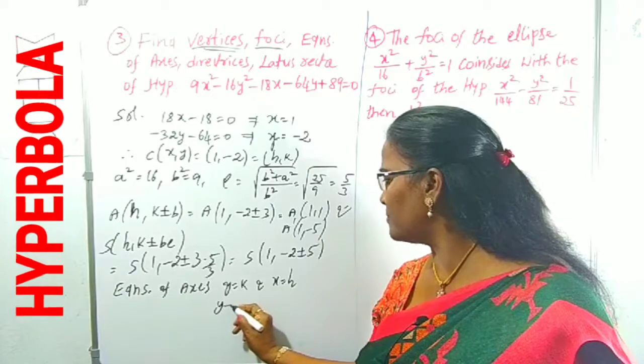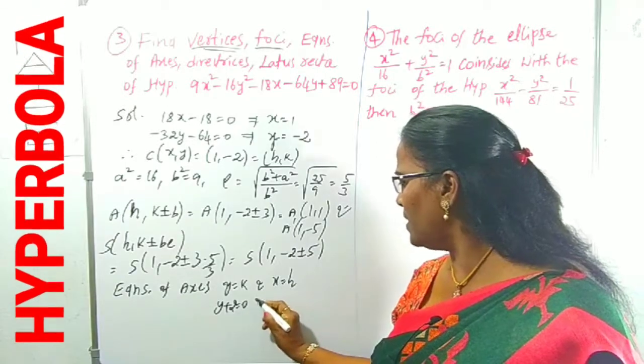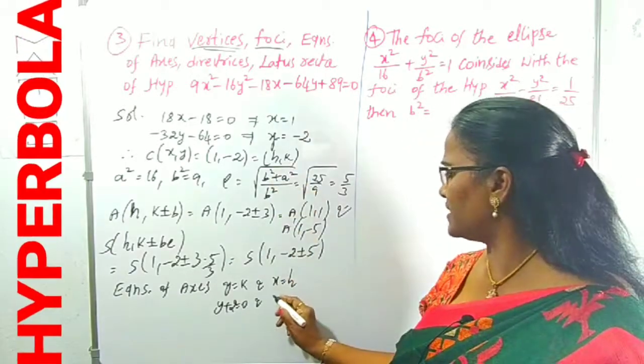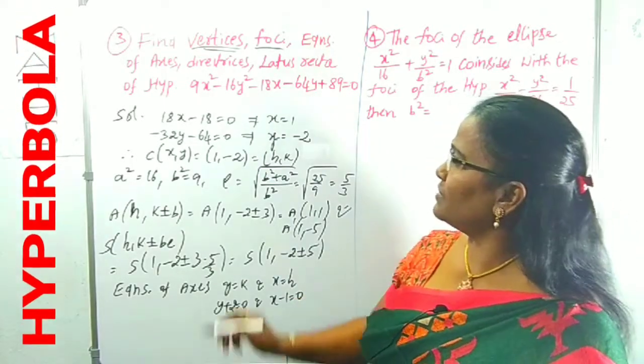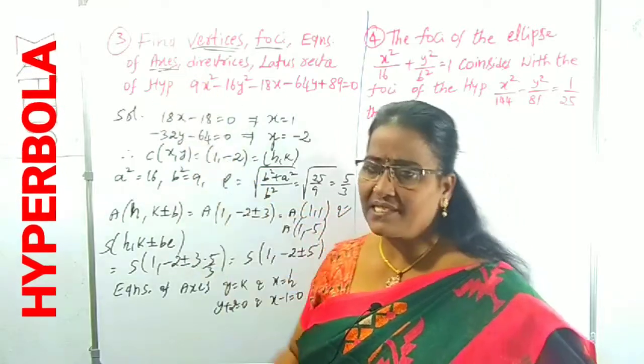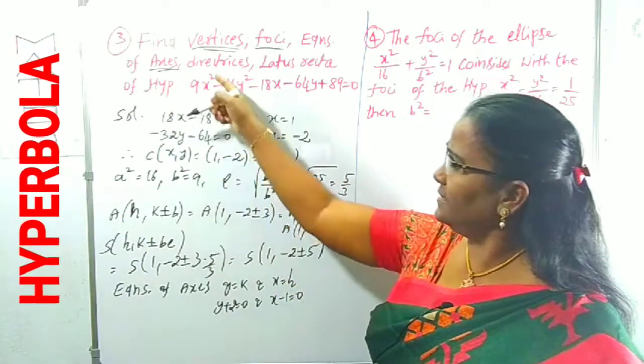y = -2 means y + 2 = 0. And x = h means x = 1, or x - 1 = 0. These are the equations of the axes. Axis equations we got. Next, directrices.